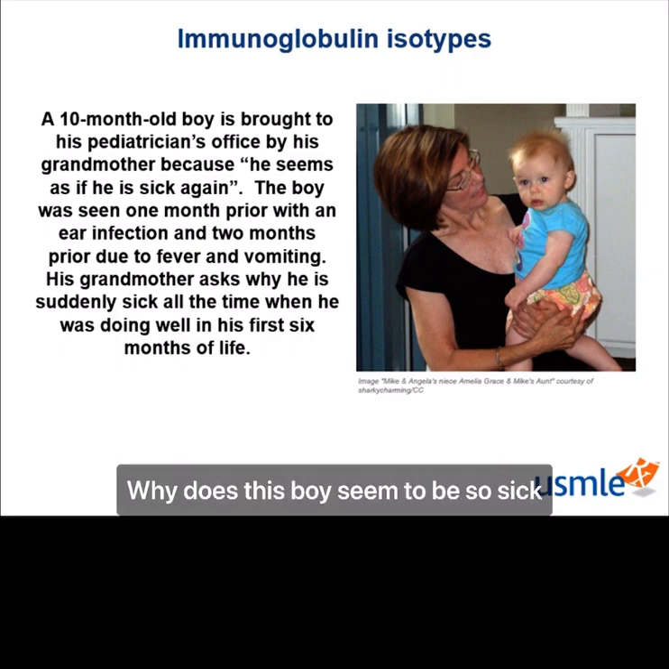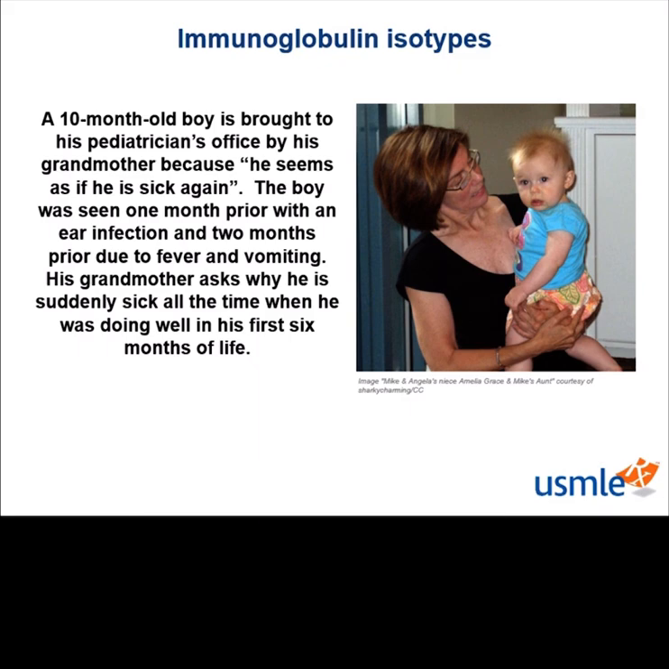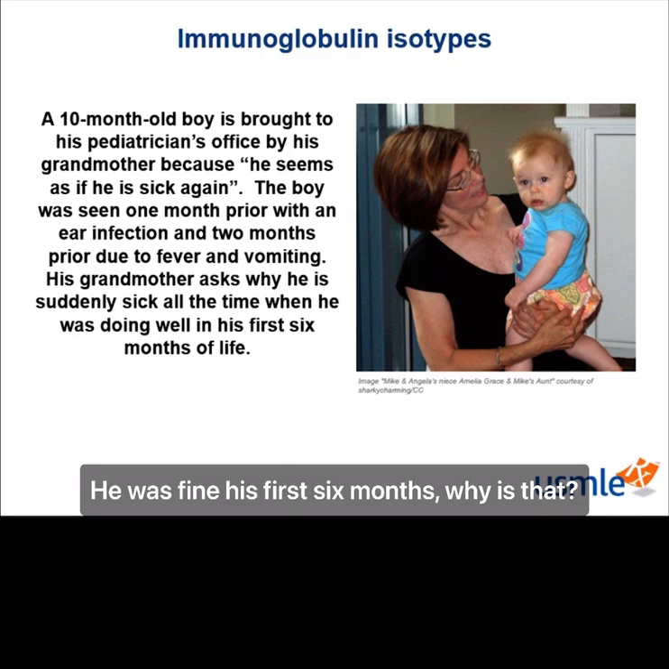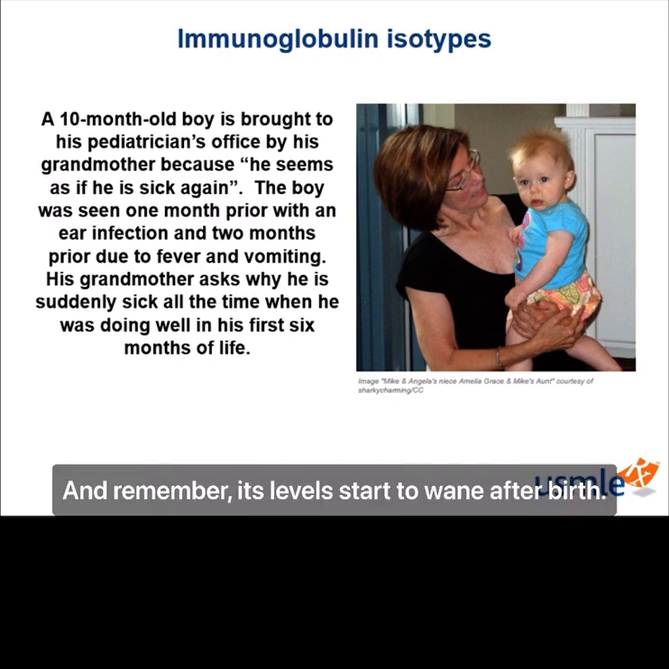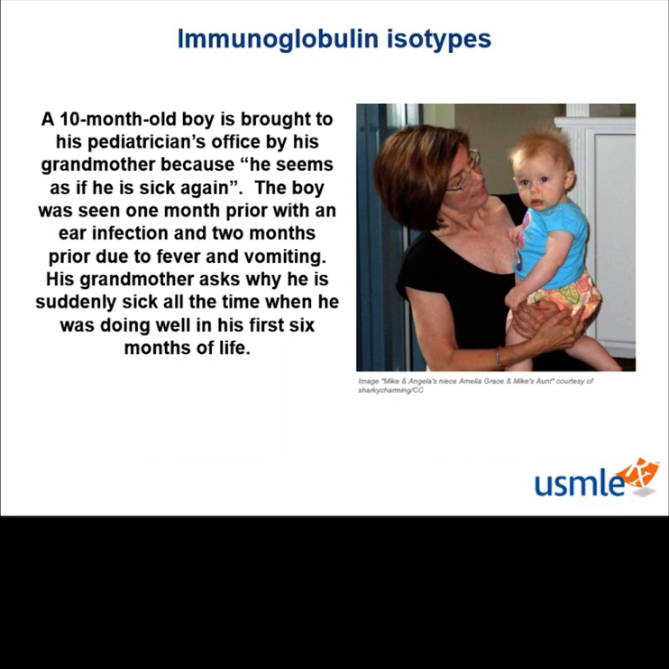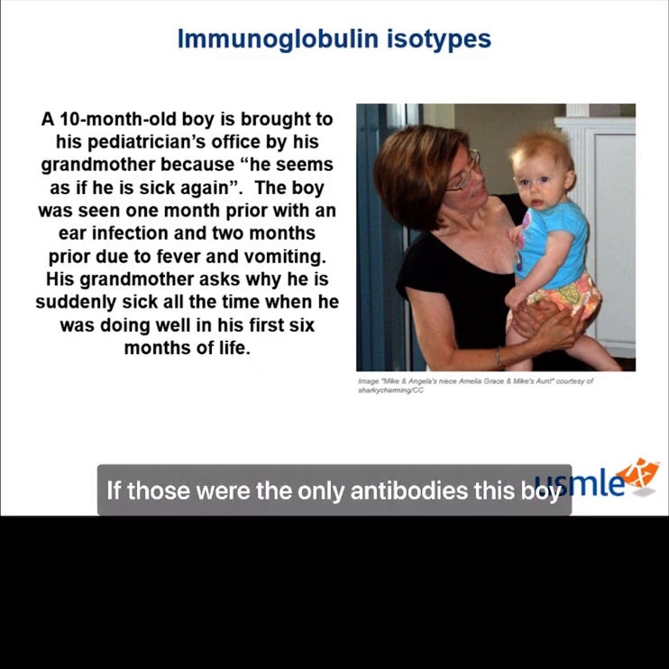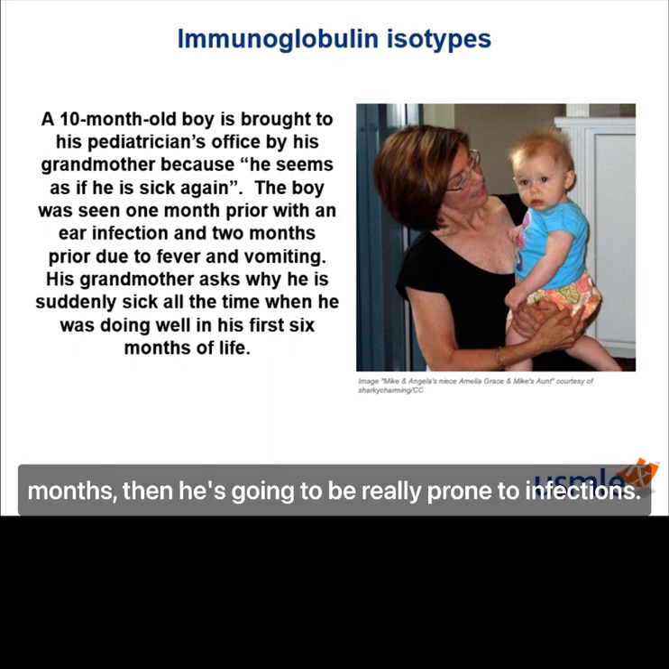Why does this boy seem to be so sick all the time? He seems to be having recurrent bacterial and perhaps enteroviral infections, especially with the vomiting. He was fine his first 6 months. Why is that? Well, which antibody do we know that crosses the placenta? Yep, it's IgG. And remember, its levels start to wane after birth. If those were the only antibodies this boy was depending on, when those levels really get low, like at 6 months, then he's going to be really prone to infections.